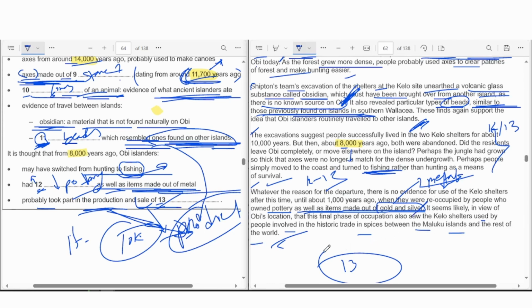So if you read from here to here, there is only one word that represents the product. Only one word, that is spices. There is no other word that represents the product. So your answer will be spices.